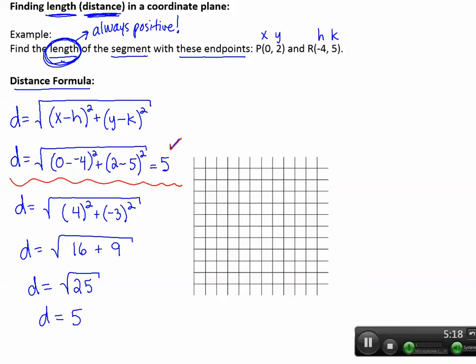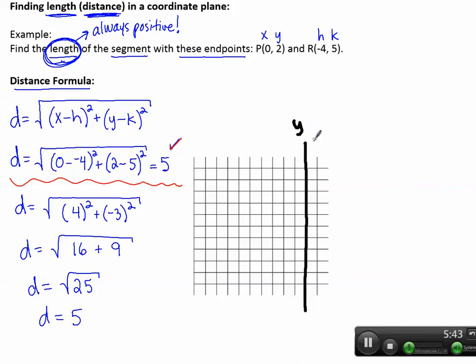Let's look at another method. This is a method where we would plot the points in a coordinate plane. So let's begin by drawing our x and y axis. I notice that I have negative numbers and positive numbers. So I'm going to draw my y-axis. So my x's are mostly negative. I'm going to draw my y-axis all the way over here.